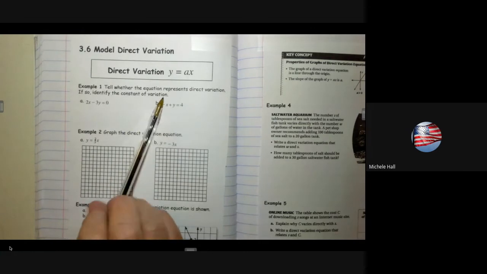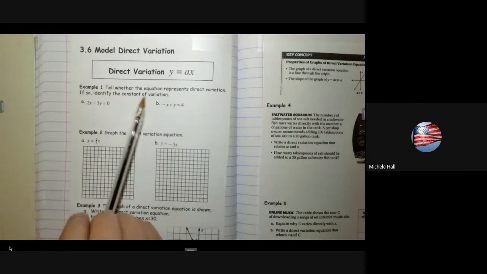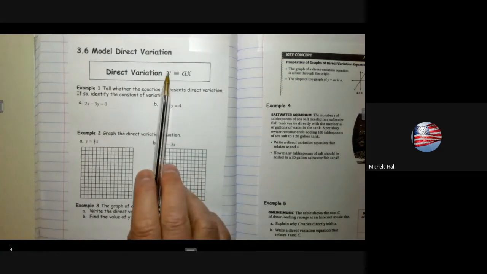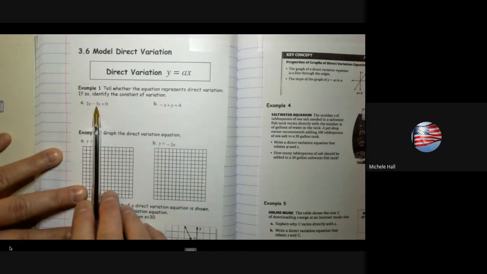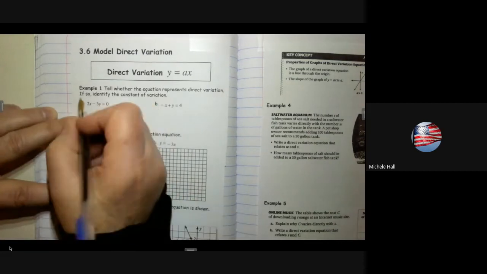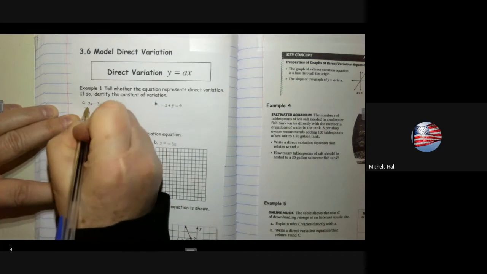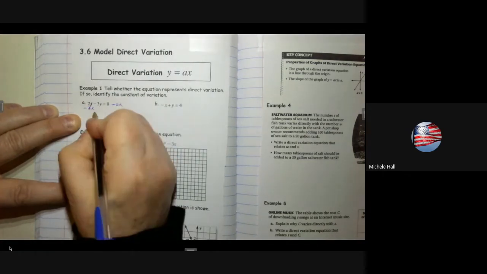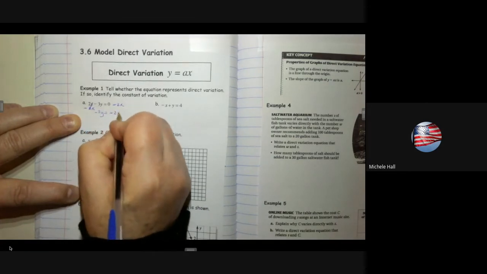Tell whether the equation represents direct variation. If so, identify the constant of variation. So we need to solve for y, get y by itself. Y is being added by 2x and multiplied by -3. We start by shifting positive 2x to the opposite side of the equation. So we're going to minus 2x. Minus 2x cancel, and we get -3y equals -2x.